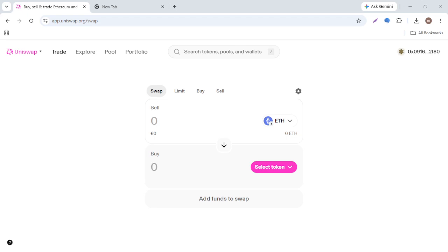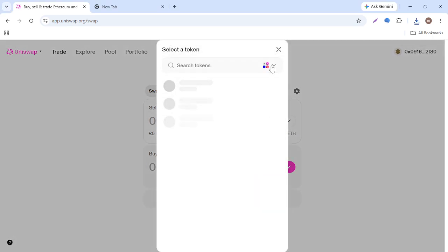In today's video, I will walk you through how to reduce gas fees on Uniswap. Gas fees can sometimes make a transaction more expensive than expected, especially on the Ethereum network. Fortunately, there are a few strategies that can help you save money.